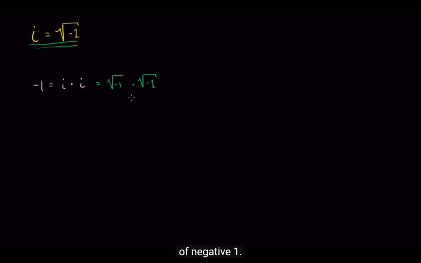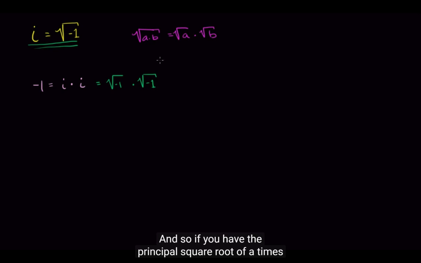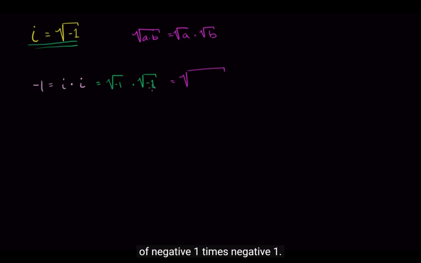And then they would tell you that, just from straight up properties of the principal square root function, the square root of a times b is the same thing as the principal square root of a times the principal square root of b. And so if you have the principal square root of a times the principal square root of b, that's the same thing as the square root of a times b. So based on this property of the principal root, they'll say that this over here is the same thing as the square root of negative 1 times negative 1.